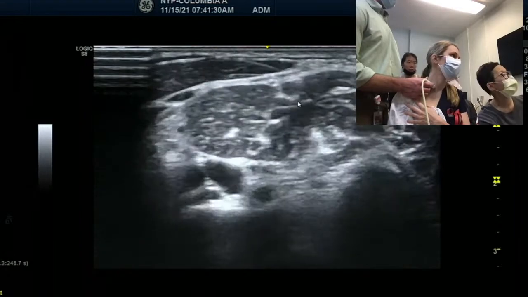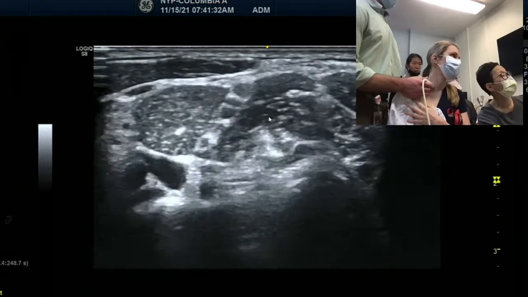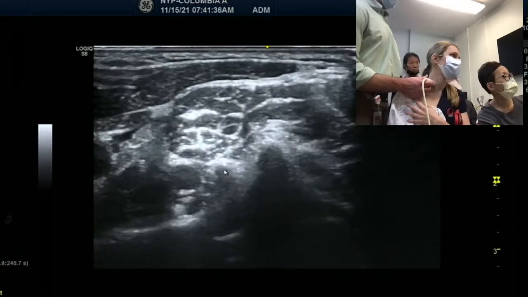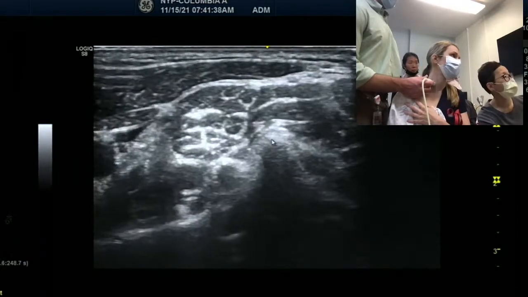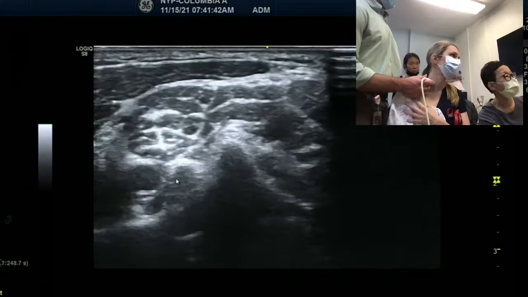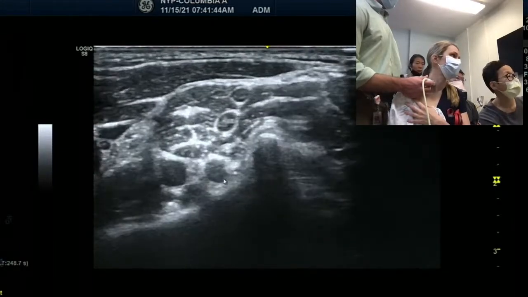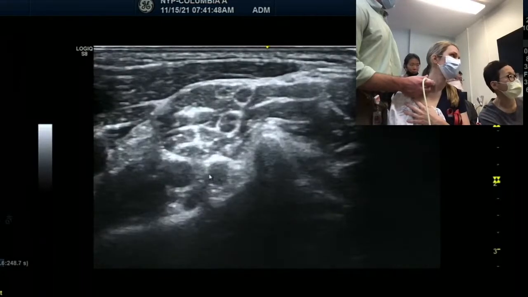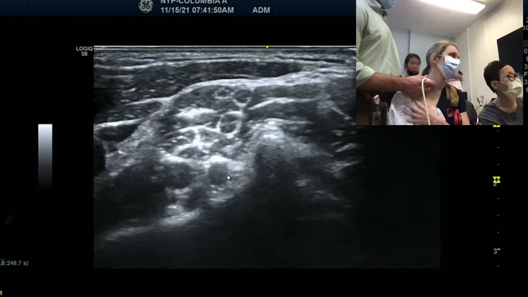So now you guys see the nerve root. And then this is the C7 here. Posterior tubercle is high. Yep. This is the nerve root. You don't see any honeycomb shape because it's root. It's dark, looks like a vessel, but it's not a vessel. This is the C7.